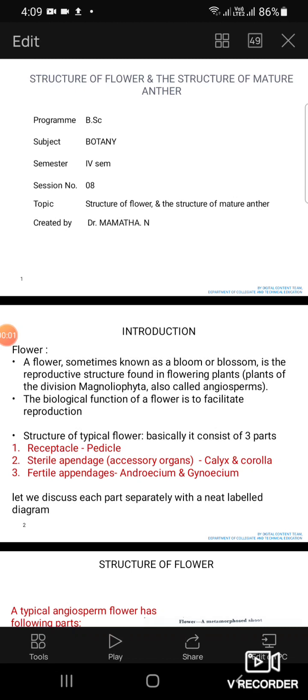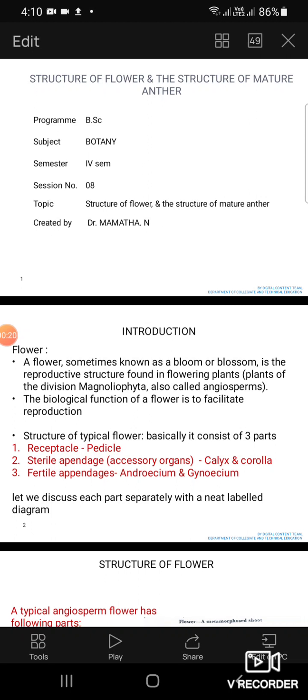Flower. A flower, sometimes known as a bloom or a blossom, is a reproductive structure found in flowering plants. The biological function of a flower is to facilitate reproduction. Coming to the structure of a typical flower.